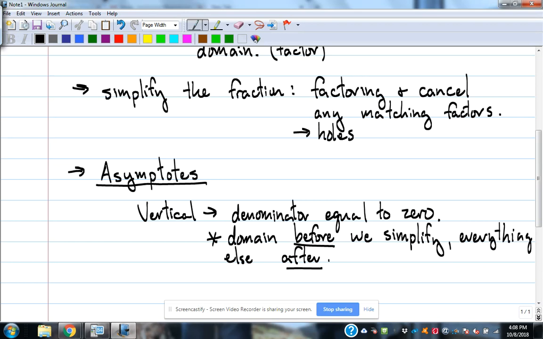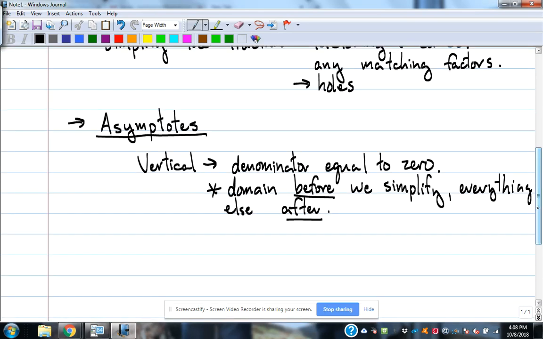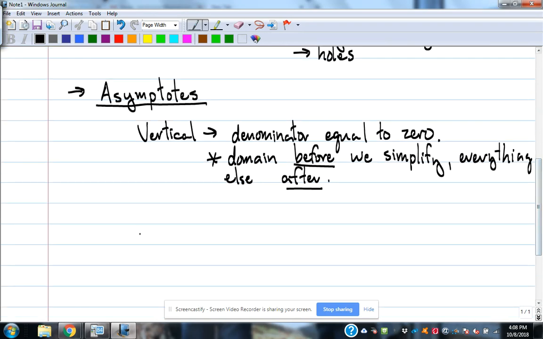So vertical asymptotes usually match up. As we see examples of this, you'll see what I'm talking about. They usually match up with what your restrictions on your domain are, but they're not always perfectly one-to-one because you could have some factors that cancel out, and you won't have as many vertical asymptotes as you do restrictions on your domain. The next type of asymptote that can exist is a horizontal.